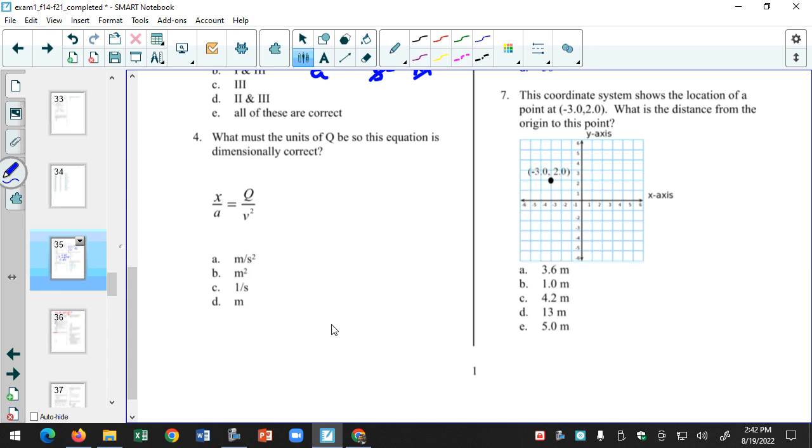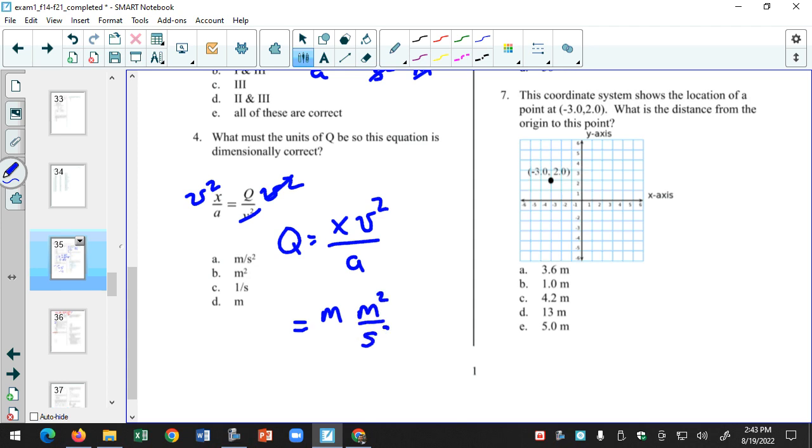All right, so here I want to know q. I'll multiply both sides by v squared. That cancels there. And I get q equals x v squared over a. X is meters. V is meters per second, but it's squared. And then 1 over a is second squared over meters. So your seconds cancel, your meters cancel, and I'm left with meters squared. Okay?